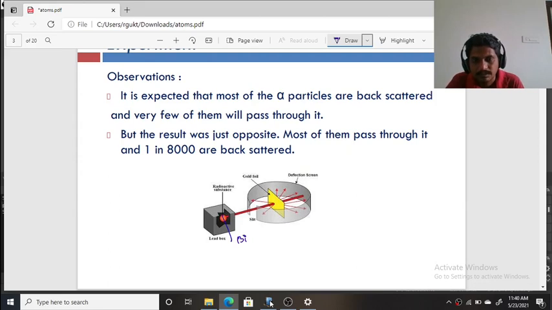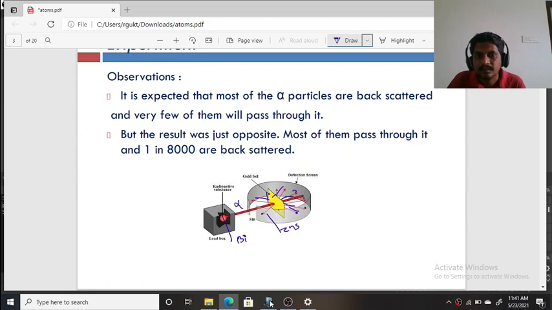emits radioactive particles like alpha particles, which are allowed to be incident on a gold foil and scattered in different directions. The scattered particles can be observed with the help of a rotatable detector, which consists of a zinc sulfide screen which produces scintillations or flashes on the screen.